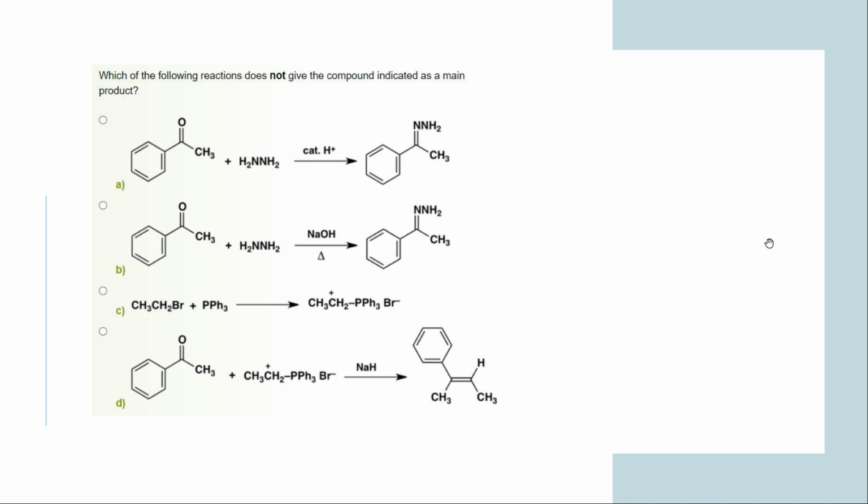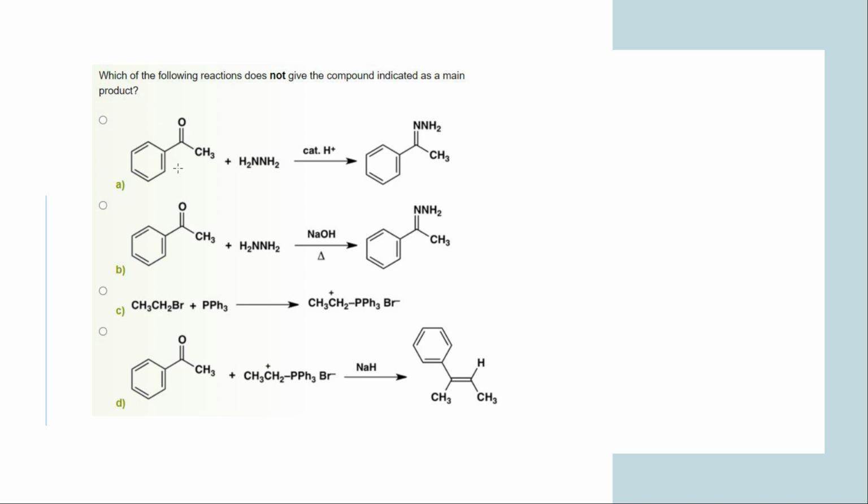Which of the following reactions does not give the compound indicated as a main product? So you are given 4 reactions and you are asked which of the reactions is not showing the correct product formed. So let us move to the reaction conditions given one by one, and we will see what should be the actual product that should be formed in the reactions. So let us come to option A.